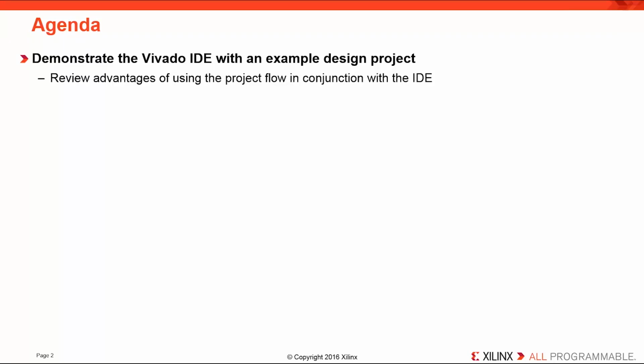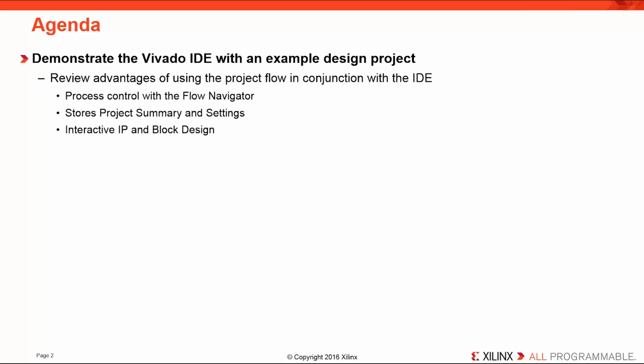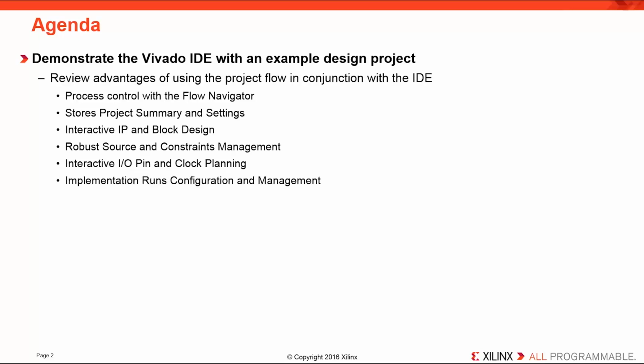The project flow enables a whole host of advantages, including full process configuration, management, and control with the Flow Navigator. All of the project summary and settings are stored and presented each time the project is opened. There are interactive IP and block design capabilities within the IP integrator. Very robust source and constraints management system throughout the flow in Vivado. There's an interactive I/O, pin, and clock planning environment, as well as full implementation, run control, and management. And all throughout the flow, there's a very comprehensive capability to analyze and visualize the design from multiple perspectives.